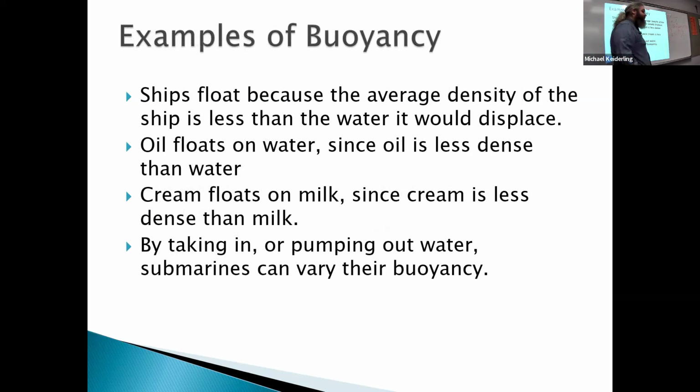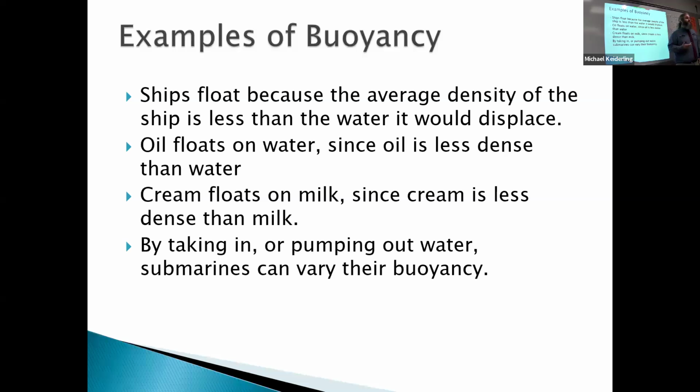So in general, ships float because they are less dense than the water they're in. So the average density of the ship is less than the water it would displace. But this also works for liquids. Oil floats on water because oil is less dense than water. Cream floats on milk because cream is less dense than milk.